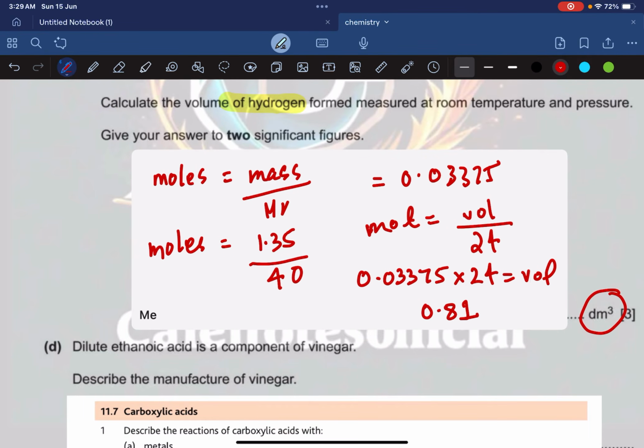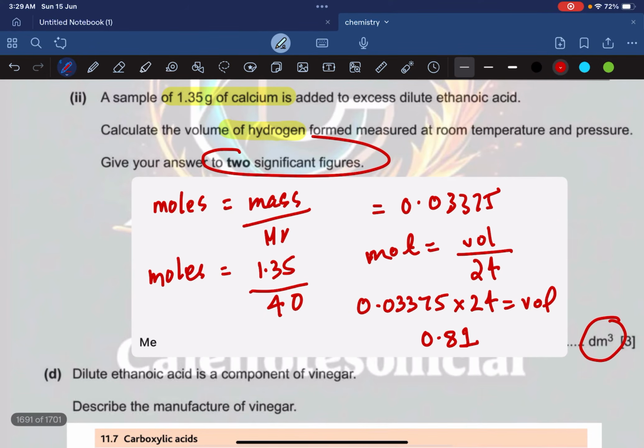0.81. And now, since I have to give my answer in two significant figures, these are already two significant figures, okay? Because this 0 is not significant, the 8 and 1 are two significant figures. So what's going to be my final answer? It's going to be 0.81, okay?